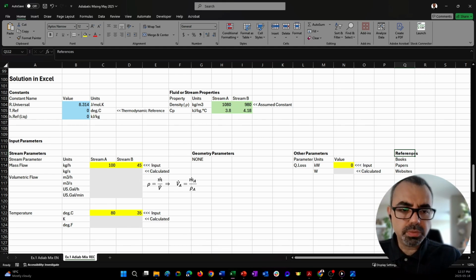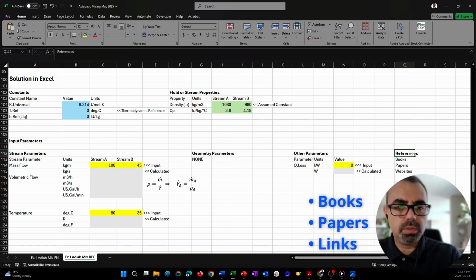So I do recommend that you always include references to all the papers, websites, and books that you cite and use. Include them here. You can even take screenshots of the book or the paper, but also make sure to include the links so you can always go back to the original reference when needed.